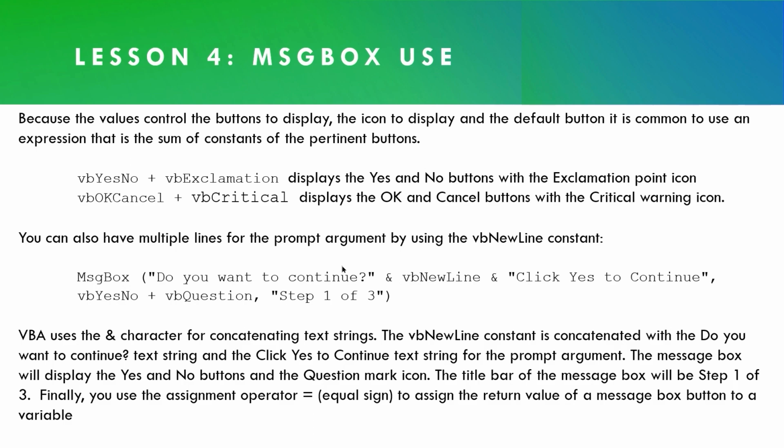You can have multiple lines for the prompt argument by using the vbNewLine constant. So it's the message box in parentheses and double quotes for the text: Do you want to continue? You're using the ampersand as the concatenating character here. You're doing a new line character, and on the next line, it will say, click Yes to continue. It will have the Yes, No buttons, the question mark, and the title of the message box will say Step 1 of 3. So those are examples for future reference for you.